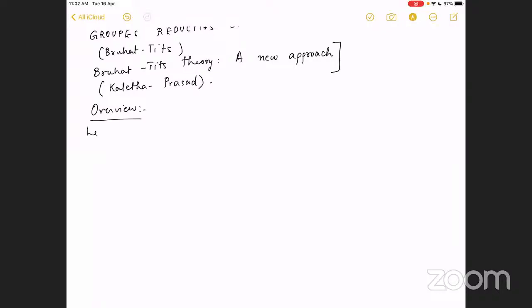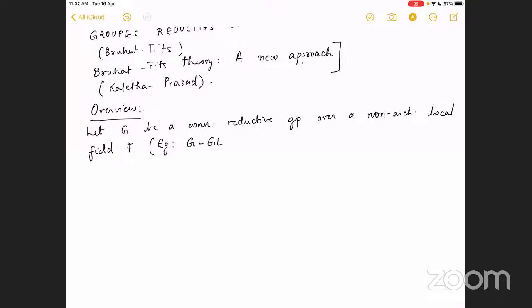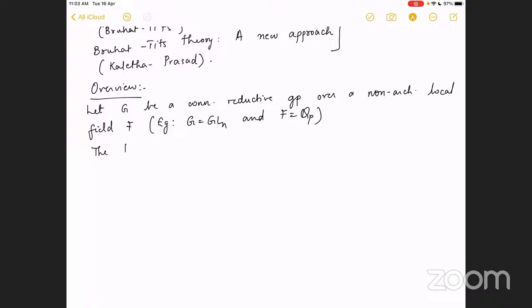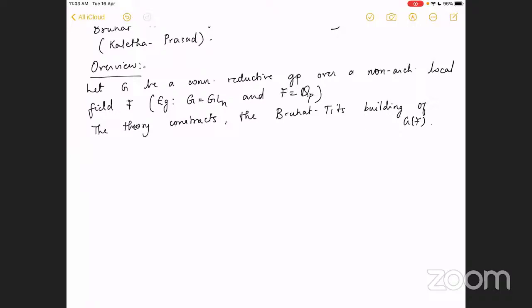Okay, so an overview of what this subject is about. The setup is the following. Let G be a connected reductive group over a non-Archimedean local field F. For the purposes of this talk and maybe even the next one, you can just assume that G is GLn and F is Qp. What the theory does is construct what's called the Bruhat-Tits building of G(F). It is usually denoted B(G,F). I'll summarize what it is.